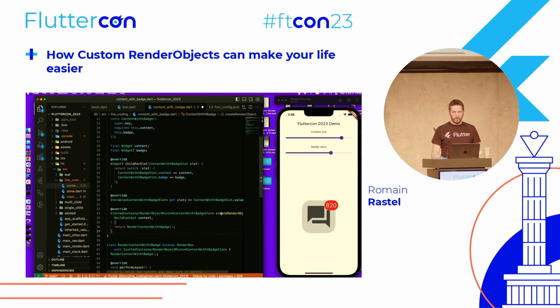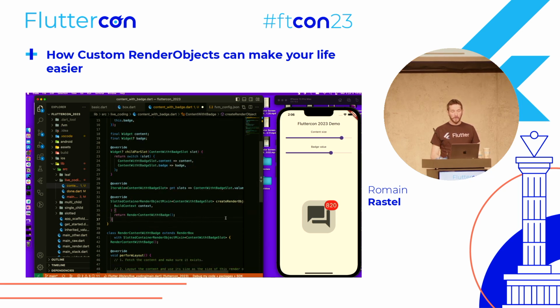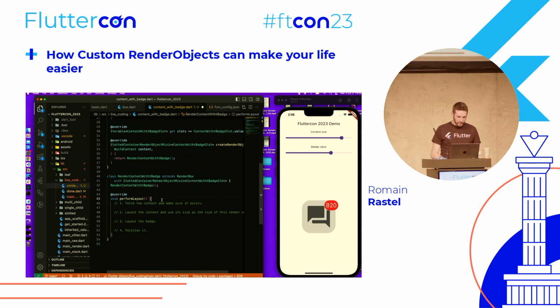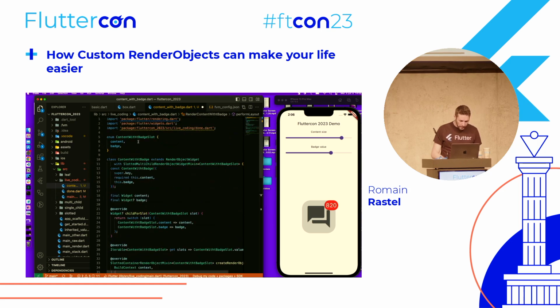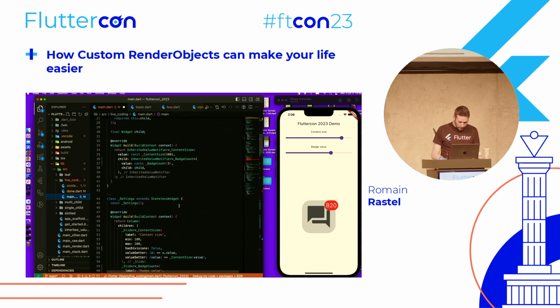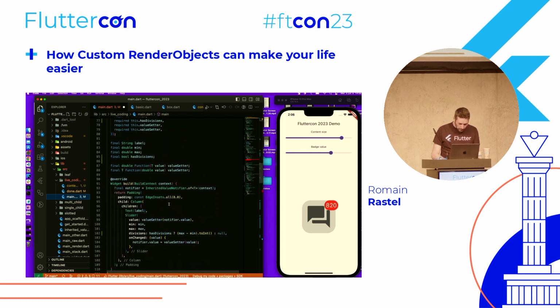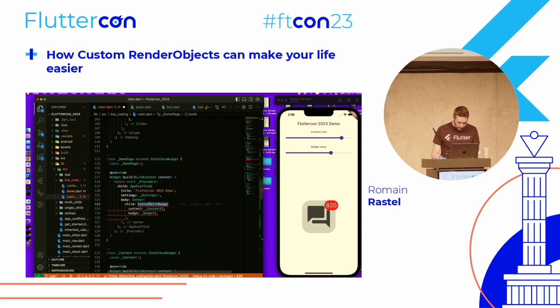And I won't override the update render object method because Flutter already takes care of this for us too, because it's only widget properties here. So then, because I made a mistake here, I have to change it. Where is it? Okay, here.